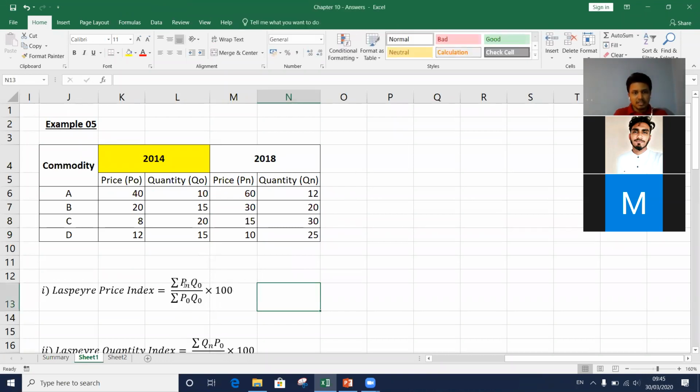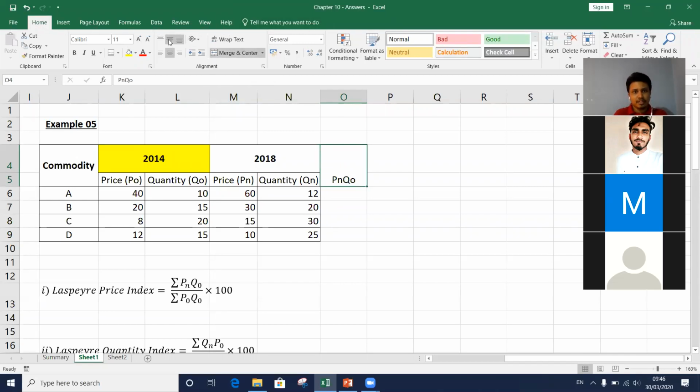Okay. Here, sigma Pn into Q naught. Therefore, we need to know what our Pn into Q naught values are. How do we get these figures? Pn value in commodity A is 60. Right? Current year price of commodity A is 60. This we need to multiply by Q naught. Q naught value for commodity A in the Q naught column is 10.